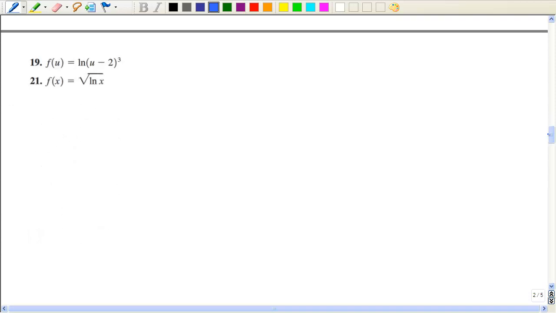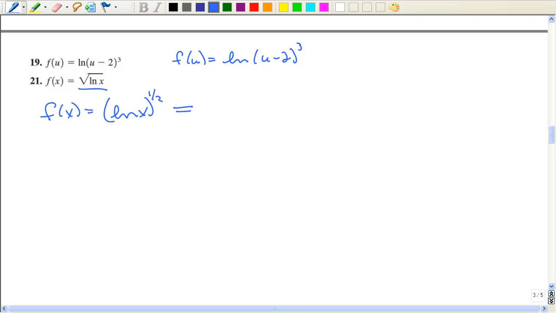Now the reason why I like to do these side by side is to see the difference. Okay, this is number 19. You have the natural log of u minus 2 cubed. On this one, it is the natural log of x all raised to the 1/2 power. That is not the same as the natural log of x to the 1/2 power. This one you cannot use the rule where you bring that down in front because that does not apply to the rule. This one you could, but that's not the same.